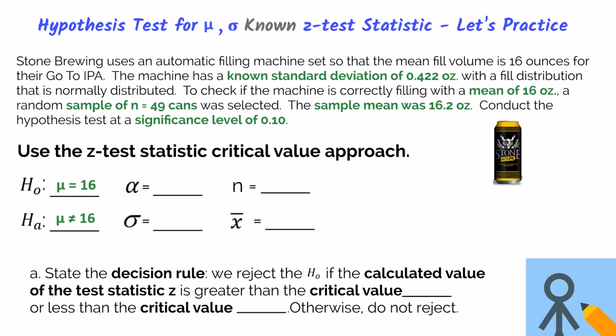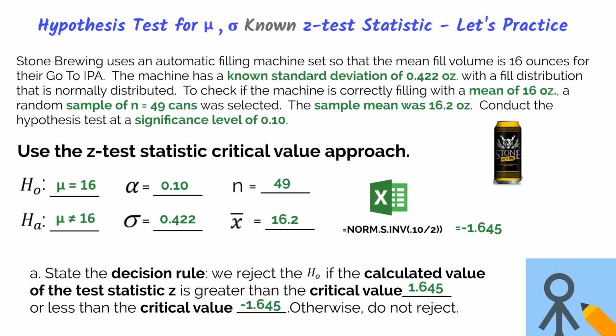So let's find and plug in the remaining pieces of information from the story. We were told the significance level is 0.10, and the sample of cans collected was 49. The story said the population standard deviation is known to be 0.422 ounces, and the mean ounces from the sample was 16.2. Since we're given the population standard deviation, we know we'll be calculating the Z critical value in Excel. So we will input equals norm.s.inv, and then the alpha of 0.10 divided by 2, since this is a two-tailed test, and we get a negative 1.645.